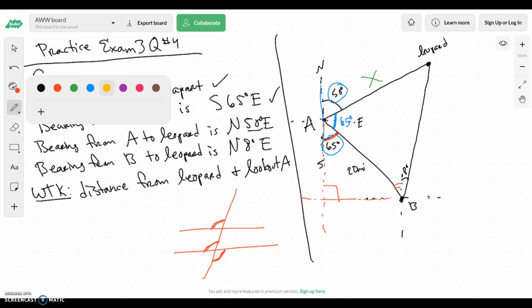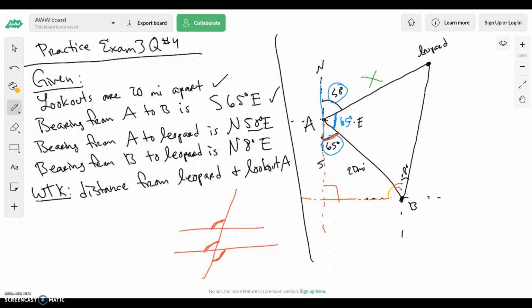That one is going to be, well, if I know that this is 90 and I know this is 65, 90 plus 65 is going to give me 155. In order for me to know this angle, I'm going to take 180 minus 155. So 180 minus 155 gives me 25 degrees. So this tells me that this is 25 degrees.